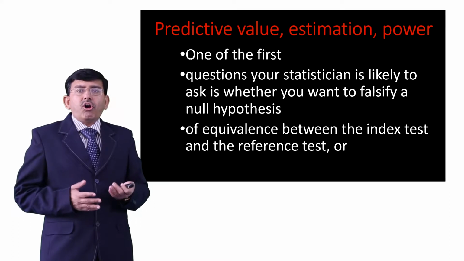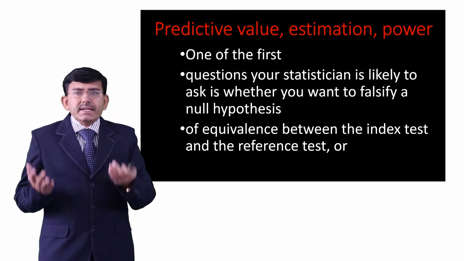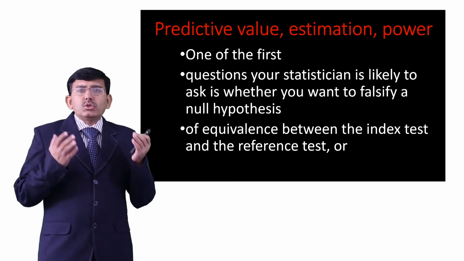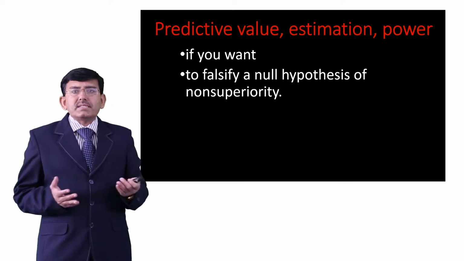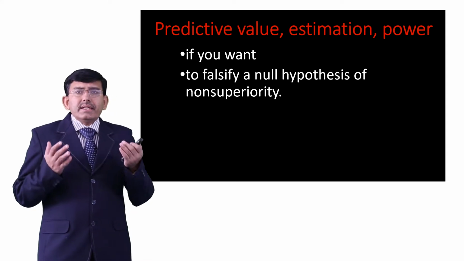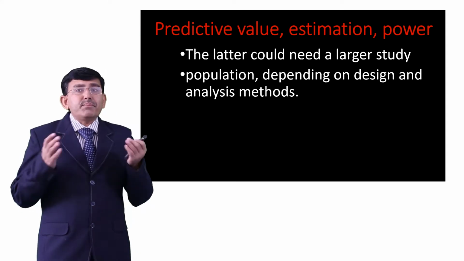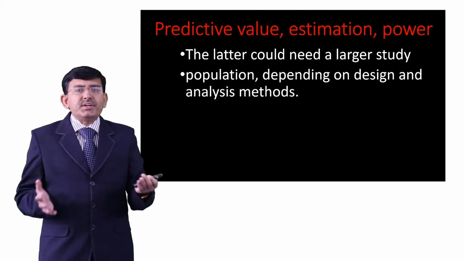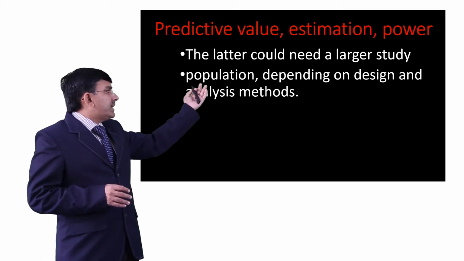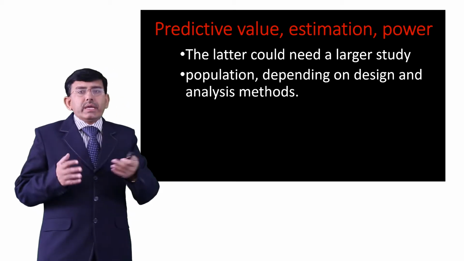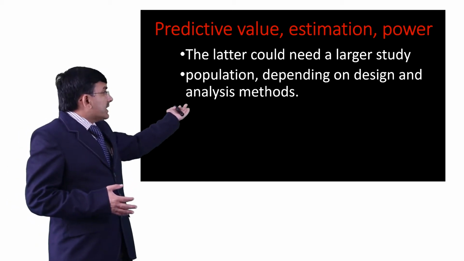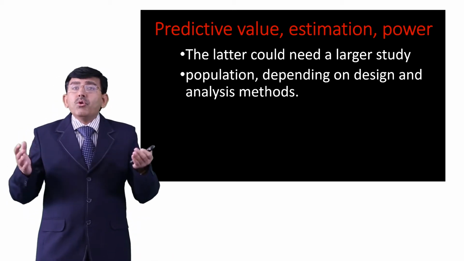null hypothesis of equivalence between the index test and the reference test, or if you want to falsify a null hypothesis of non-superiority. The latter could need a larger study population depending on design and analysis method. So, if the small population group we have used to gather and test may not be able to give a correct result up to some extent, then there is a need to increase your population to have more accuracy.